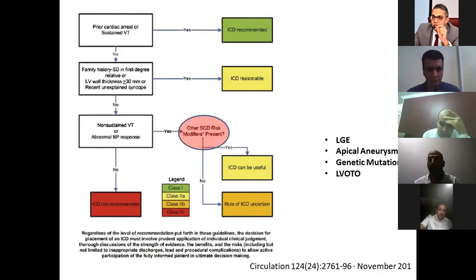Also, they mentioned the apical aneurysm as detected by cardiac MRI, which sometimes is confusing to be detected by echo. Apical aneurysm by itself is considered a risk modifier, even without late gadolinium enhancement.